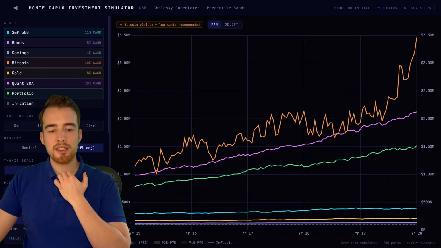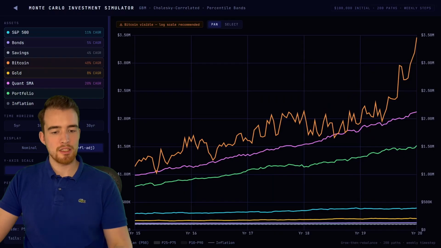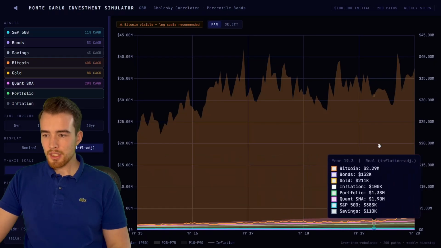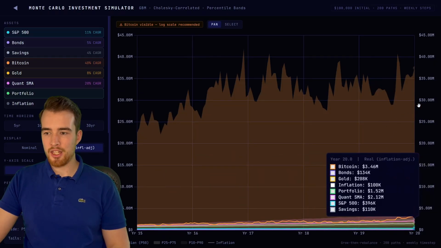And if we look at the bands, if we look at the percentile bands, let's look at the 25th, between 25th and 75th percentiles, then Bitcoin's range is insane.